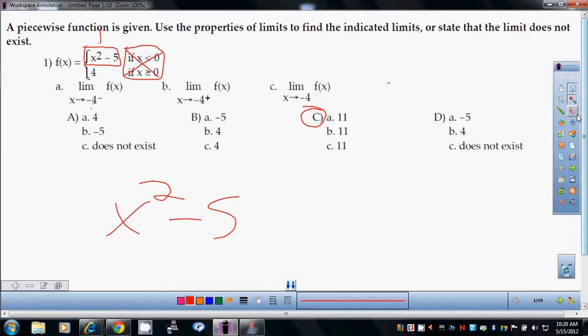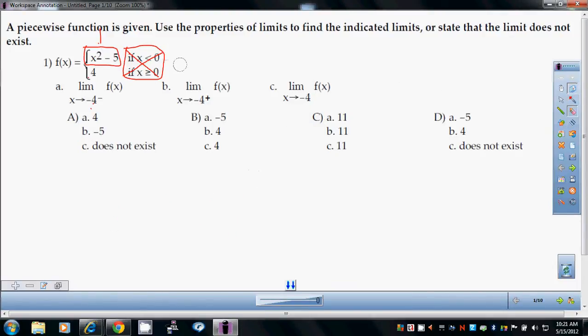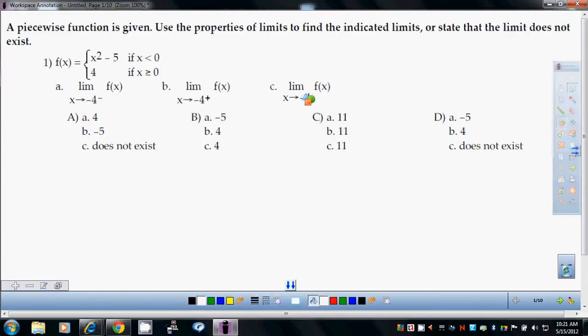Good question. So let me change the question just a tad to answer that question. Let's say these limits weren't to -4, they were to 0. 0 from the left, 0 from the right, and just overall 0. Now it's relevant, because now that's where your piecewise splits. So from the left, you would need the top equation, which is -5. From the right, you need the bottom equation, because it's greater than 0. And this one is 4.